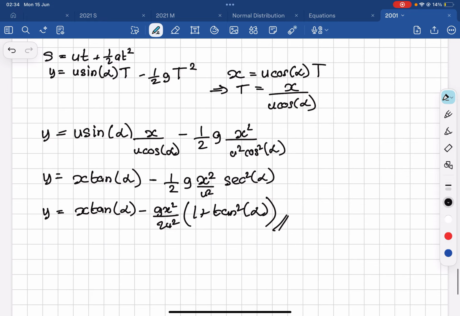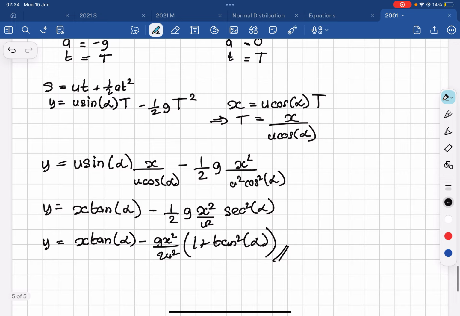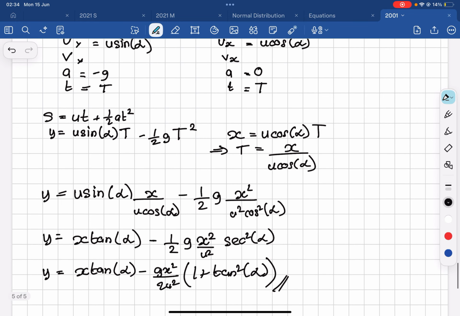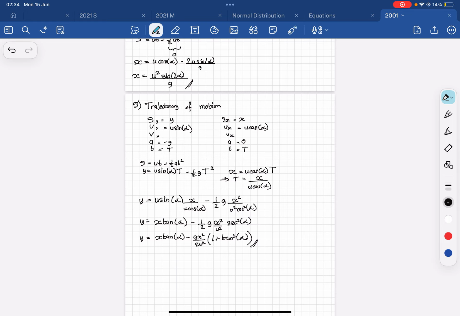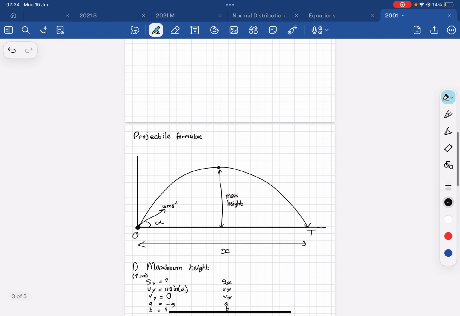And that is the last identity shown. Just check, is that alright? Yes it is. Perfect. We just derived 5 useful projectile equations. Hope this helps. See you in the next.